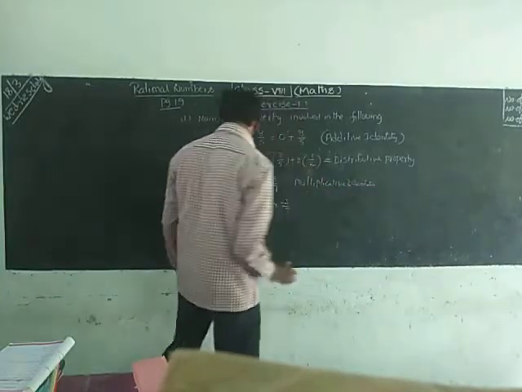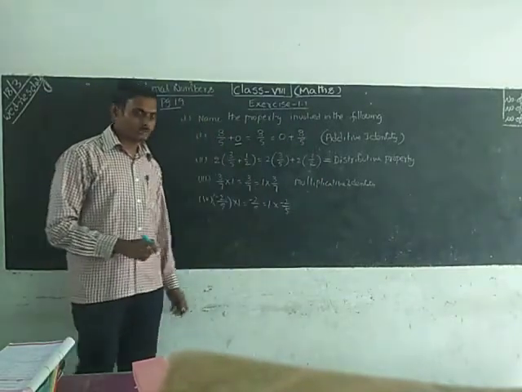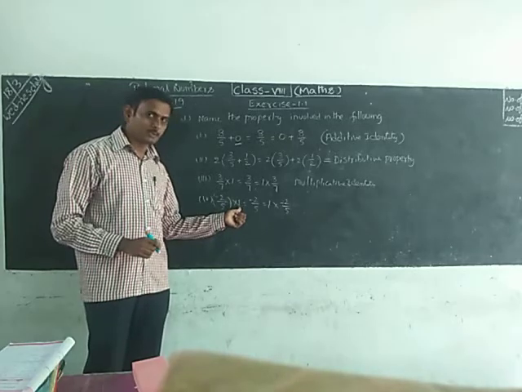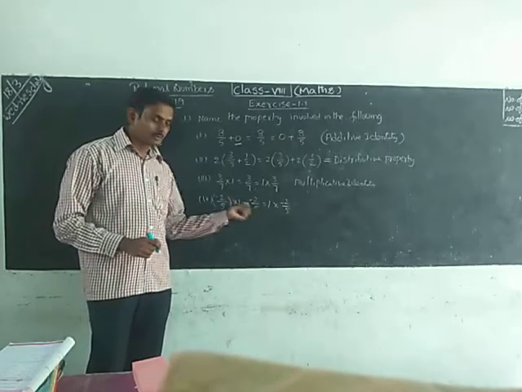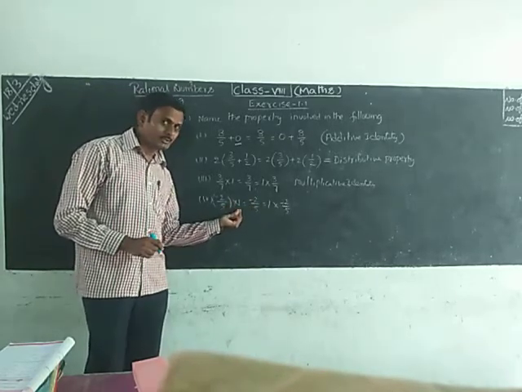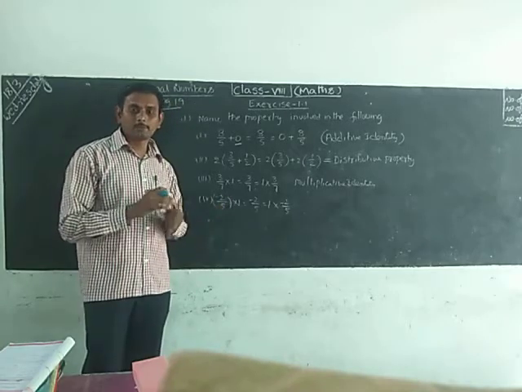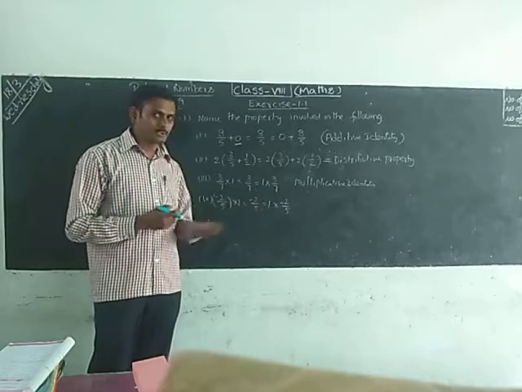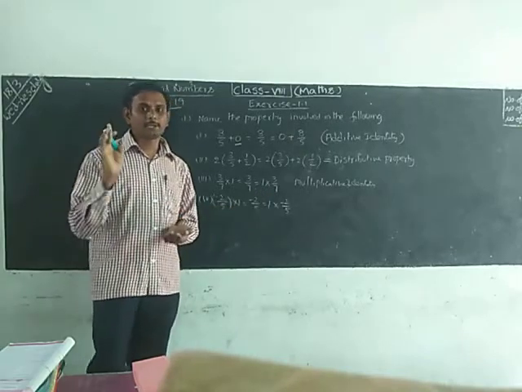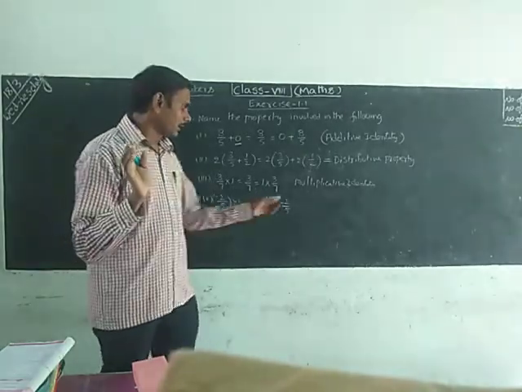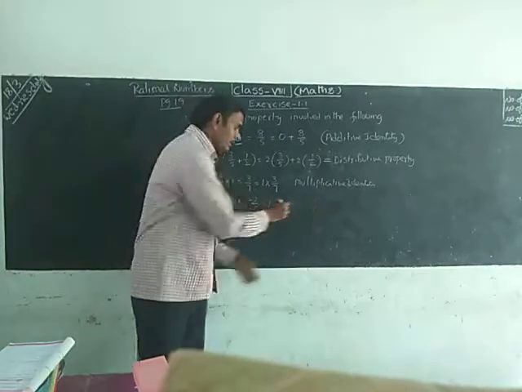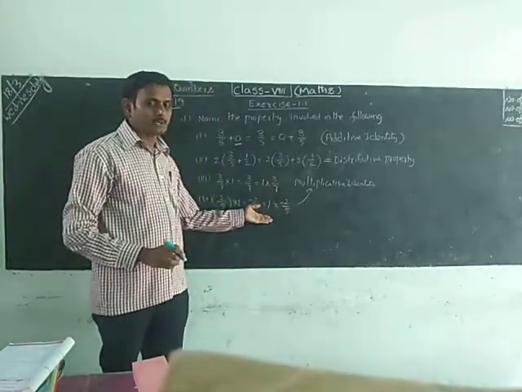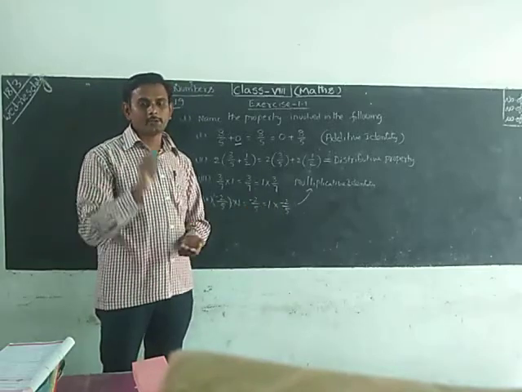Can you say the fourth one? Which property is it? Minus 2 by 5 multiplied by 1 equals minus 2 by 5. Here we are multiplying with which number? 1. So can we say multiplicative identity? Okay, absolutely correct. Multiplicative identity only. This one is also the same. The multiplicative identity is 1.